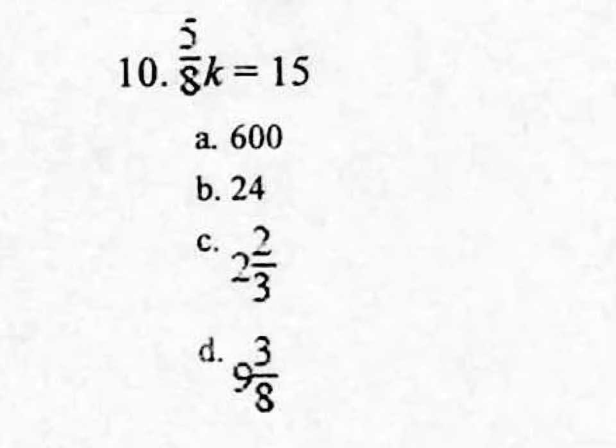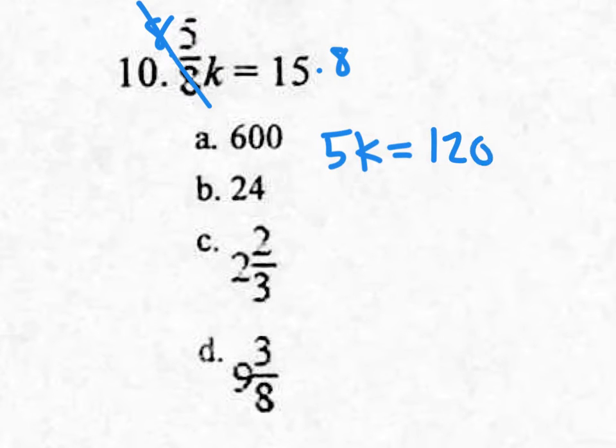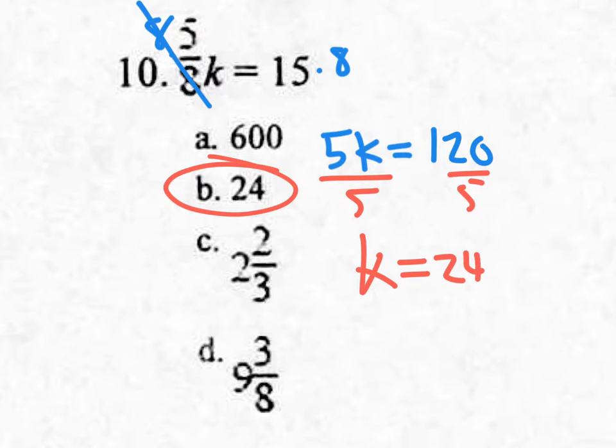Quickly, number 10, multiply by 8 on both sides. We all have calculators. We'll get 5k equals 120. And then we divide by 5. Divide by 5. And that equals 24. So k equals 24. Let's move on.